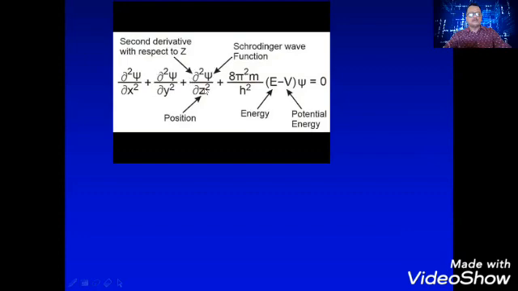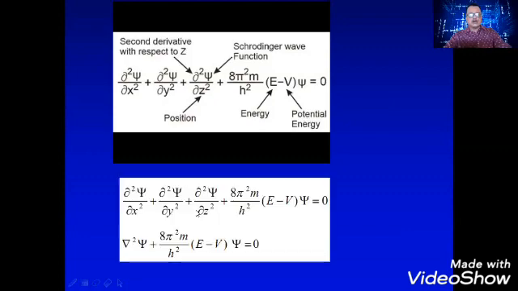Your equation will be del square psi by del x square plus 8 pi square m by h square (E minus V) psi is equal to 0. So this is how we write the Schrodinger wave equation, and this is also how we write it. Here it is delta square. It is called the Laplacian operator.